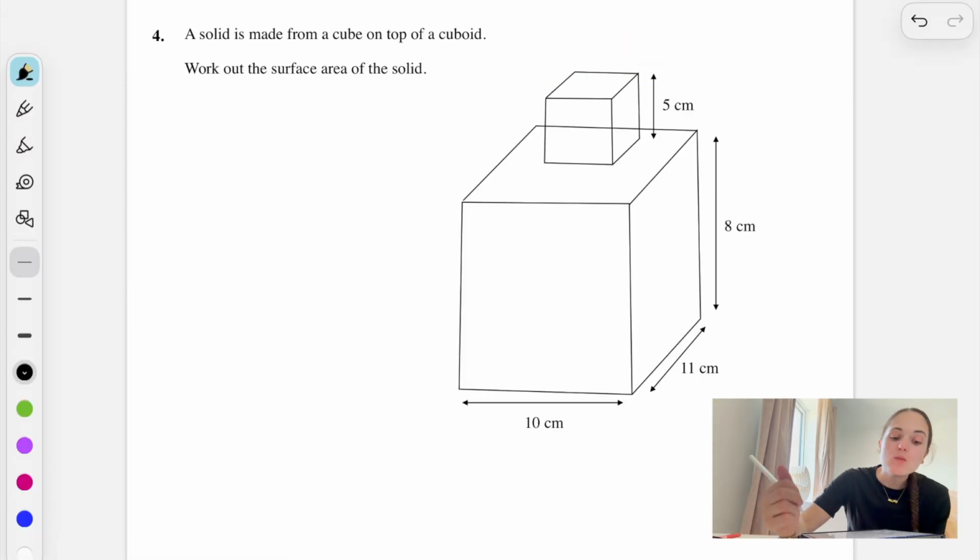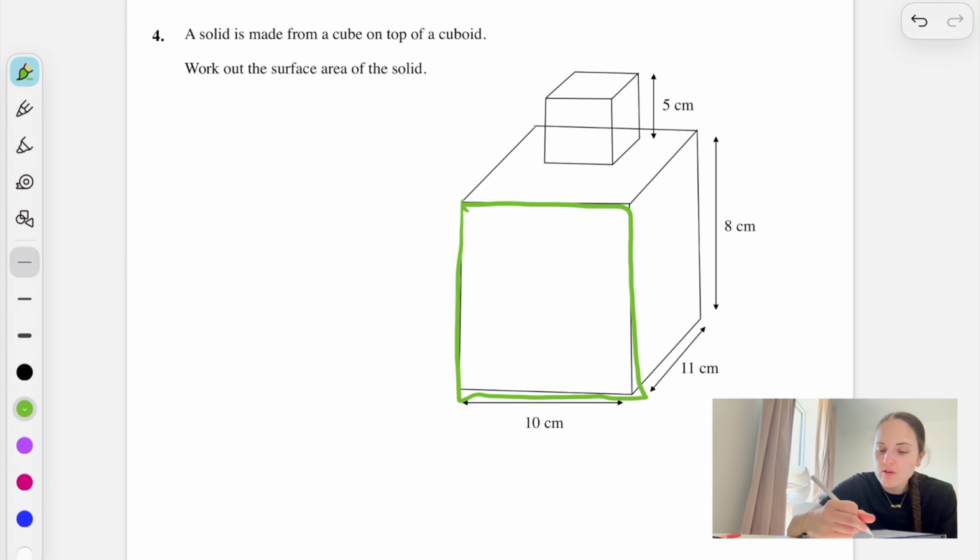So this next question here, we have a solid made from a cube on top of a cuboid. We need to work out the total surface area of the solid. So to work out this, we have a cube on top of a cuboid. So we need to work out the surface area of the cuboid. So we have this face and we have a face on the back that's identical. So we can work out the area of those two faces by doing base times height.